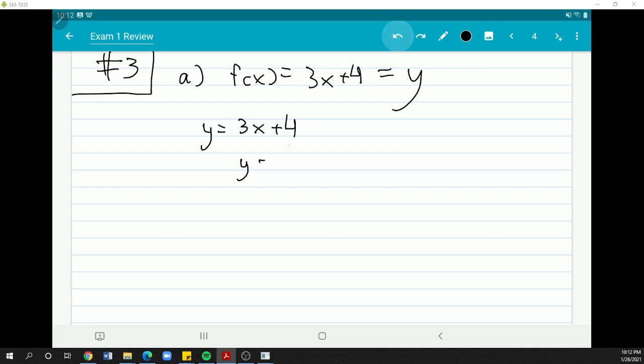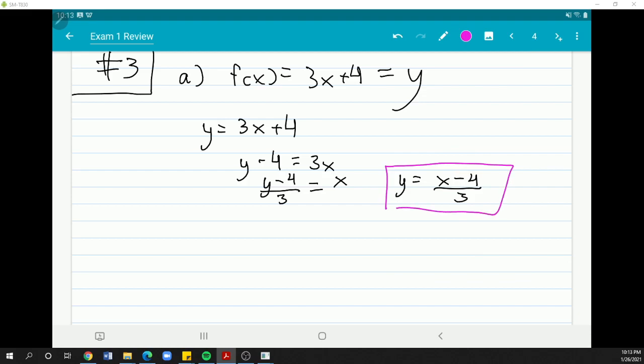So y minus 4 would be equal to 3x, subtract 4 from both sides. Or y minus 4 over 3 is equal to x. And now here's where I'm going to switch the roles of x and y. So y equals x minus 4 over 3. When I say switch the roles of x and y, all I mean is anywhere I see a y, replace it with an x. Anywhere I see an x, replace it with a y.